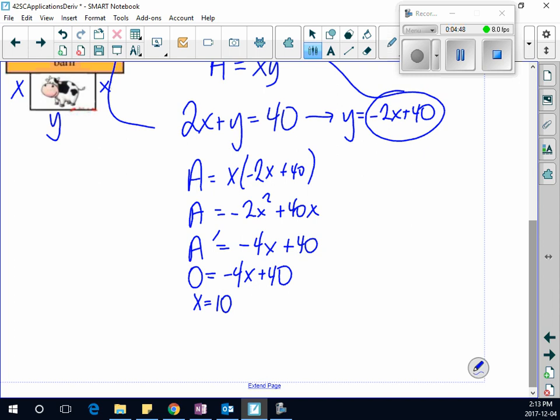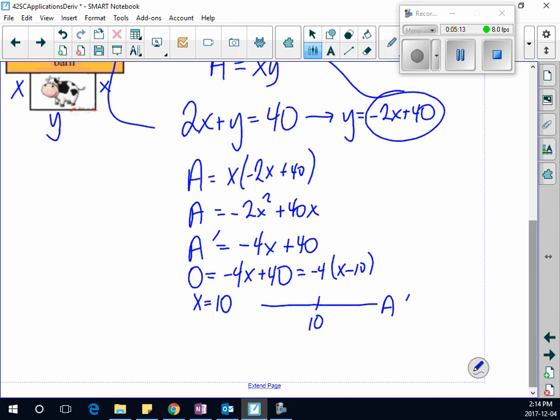10. So just to be on the safe side, to make sure we did a maximum, I would do a sign diagram of A prime, right? And I would put 10 there. And it's up to you where you want to do this. Probably around here, I would just factor out a -4, and I'm left with x minus 10. That's easier to do a sign diagram, right?